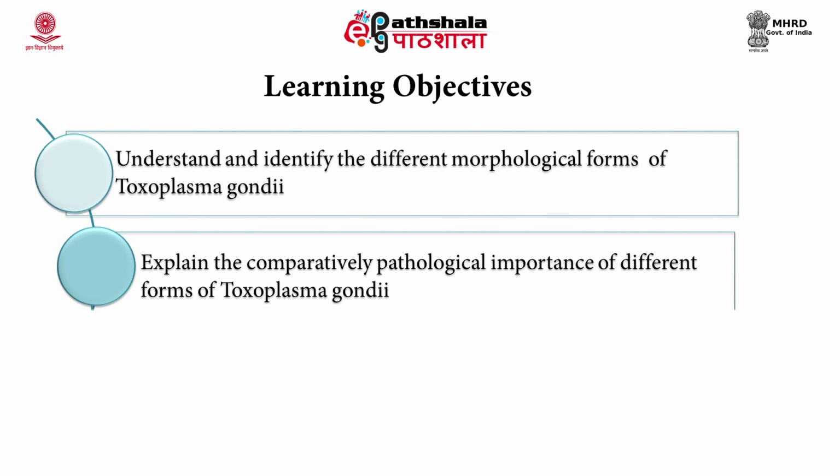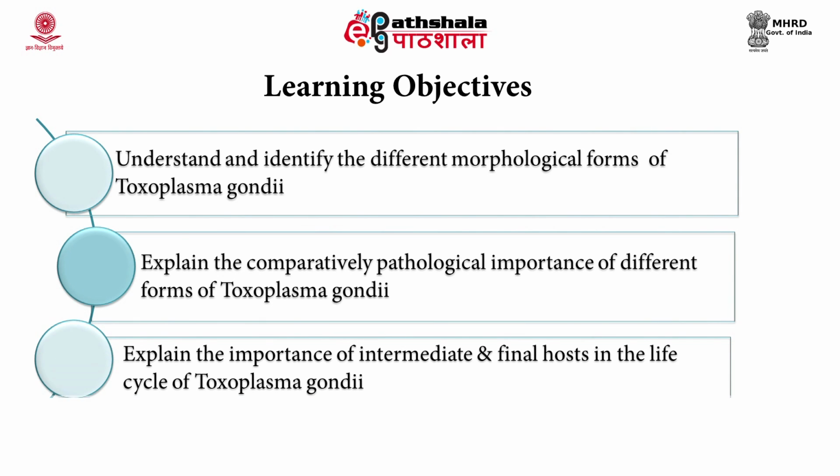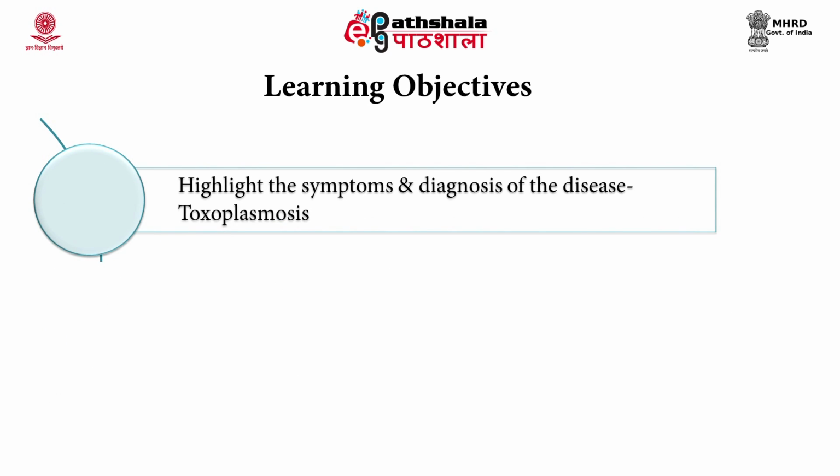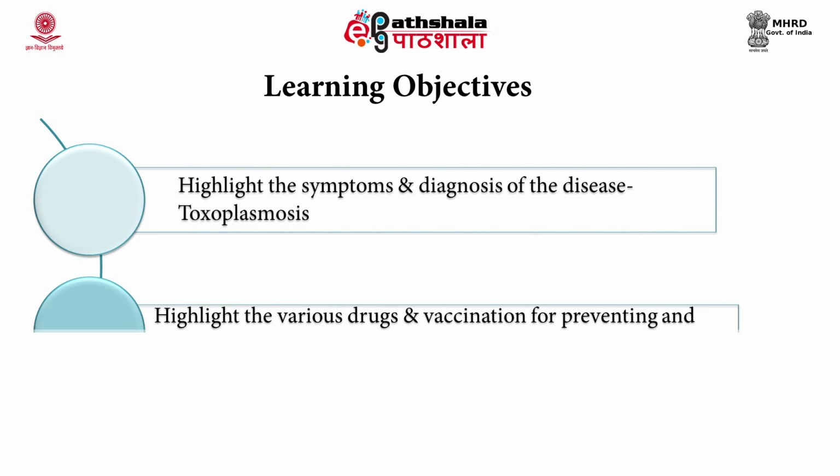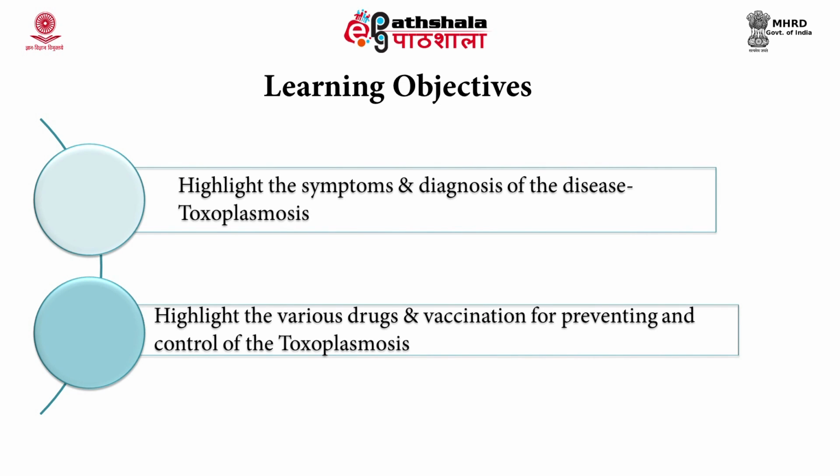You can explain the different forms of pathogenicity in different ways, and you can explain the intermediate and final hosts in their life cycle and highlight some symptoms and diagnosis methods of Toxoplasma gondii. Finally, we will discuss various drugs and vaccinations for prevention and control of the disease.